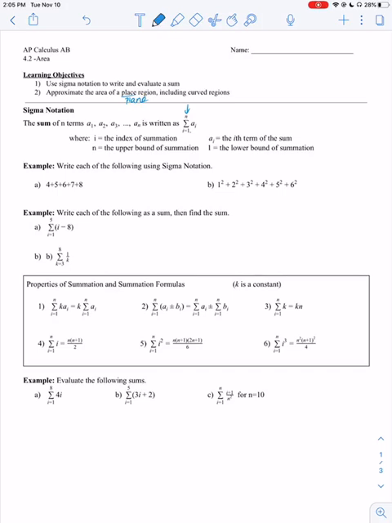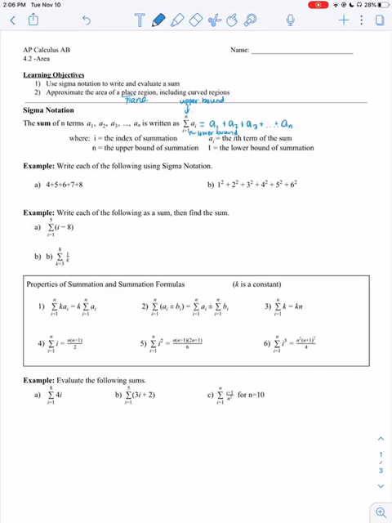Whatever is down here is your lower bound. The n is your upper bound, so that's where you're going to stop. And then you'll have some sort of term in there. So what this is saying right now is we would take a sub 1 plus a2 plus a3. And so this is the first term, the second term, the third term, all the way up to the nth term, which is where you stop.